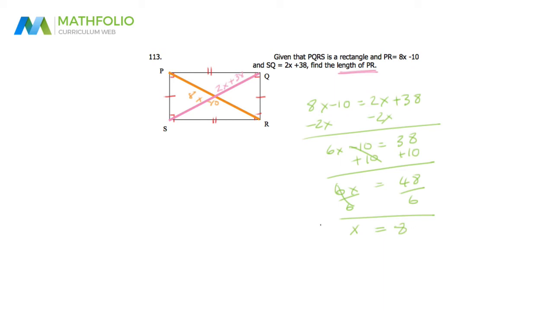8. And so let's check back. We needed the length of PR. We know that PR equals this. So 8 times x, x is 8. 8 times 8 minus 10. So that gives us 64 minus 10. So the answer is 54. PR equals 54.